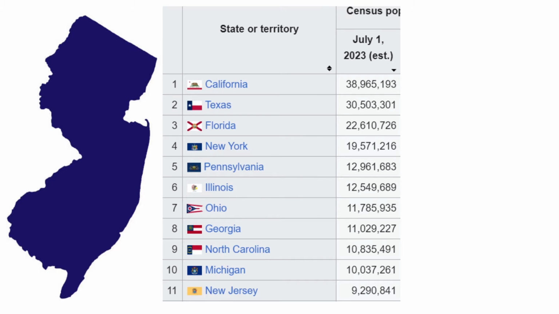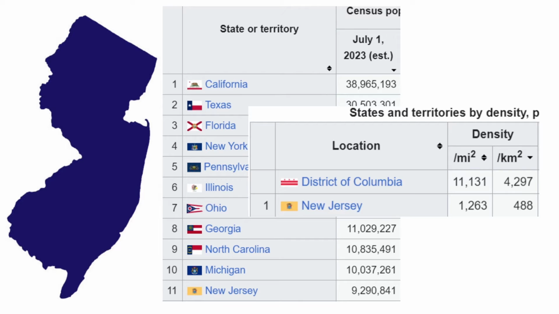Speaking of New Jersey, did you know that New Jersey is the 11th most populated state with a population of a whopping 9.2 plus million people? And it is the most densely populated state with a population density of 488 people per square kilometer, even higher than Rhode Island.